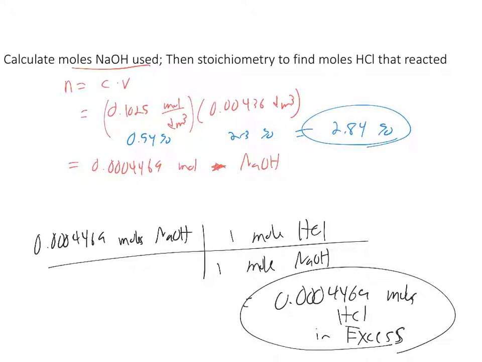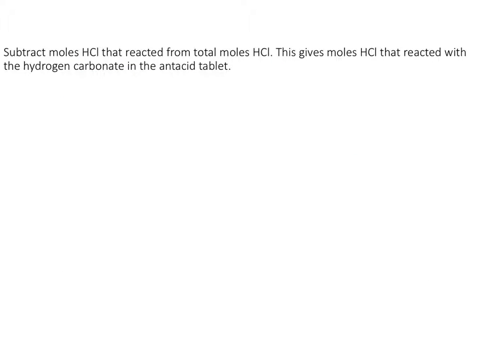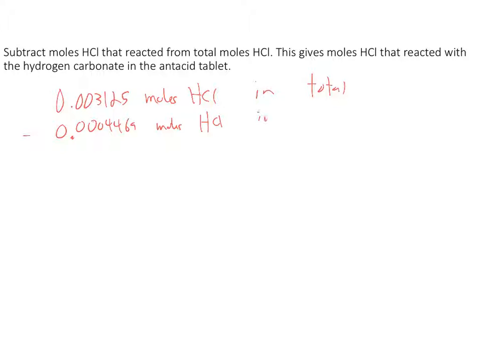How much of the hydrochloric acid do we have in total? Well, this should be some number bigger than this number, right? So let's go back and think about what we did. Our very first calculation was 0.003125 moles of HCl in total. I'm going to subtract 0.0004469 moles of HCl in excess.